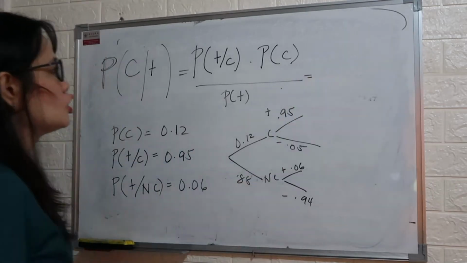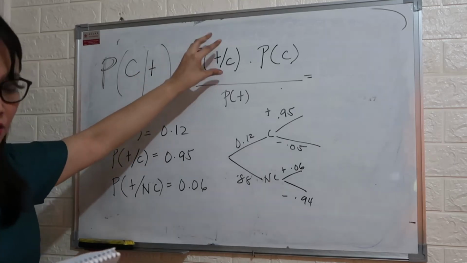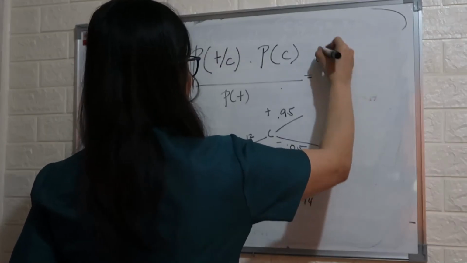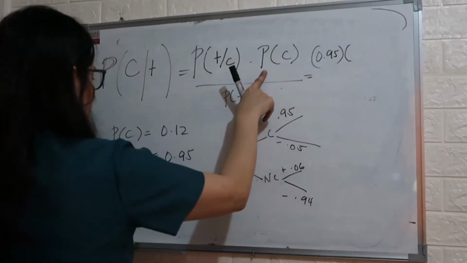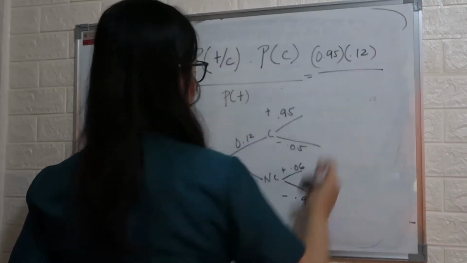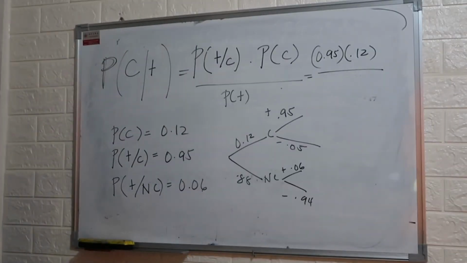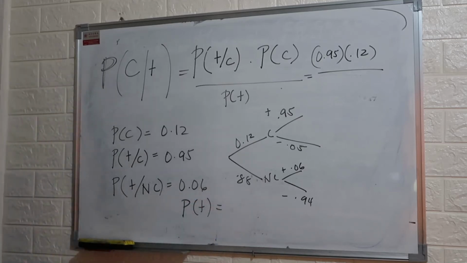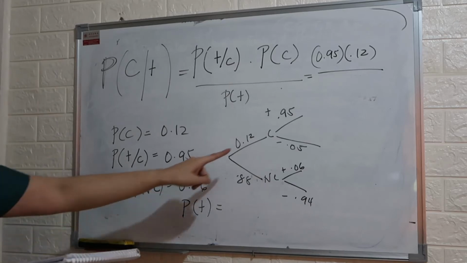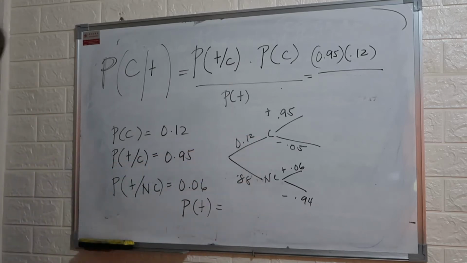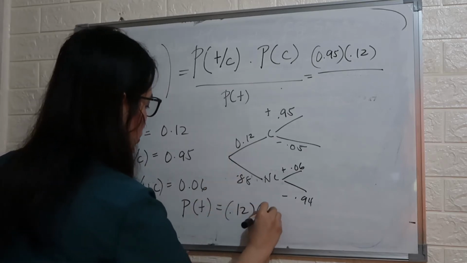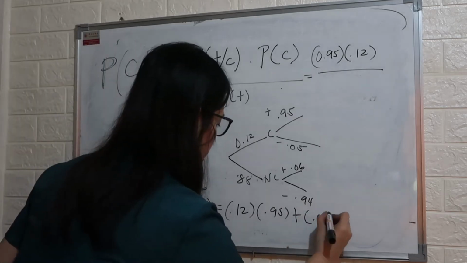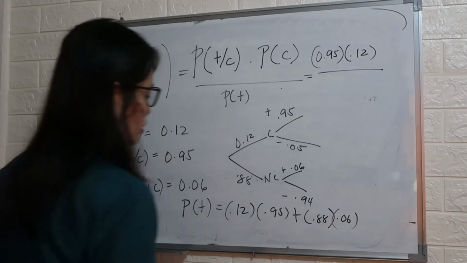How do we answer this one? So what is the probability that it's a positive and he has a cancer? That will be 0.95 multiplied by the probability of getting a cancer, which is 0.12, all over positive. So what is the probability of getting a positive? That will be 0.12 multiplied by 0.95 plus 0.88 multiplied by 0.06 here.